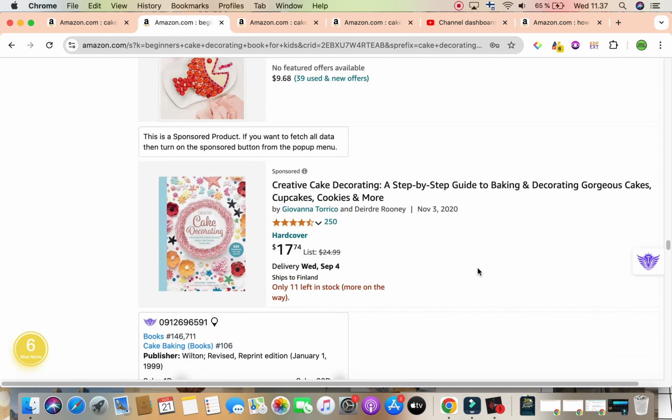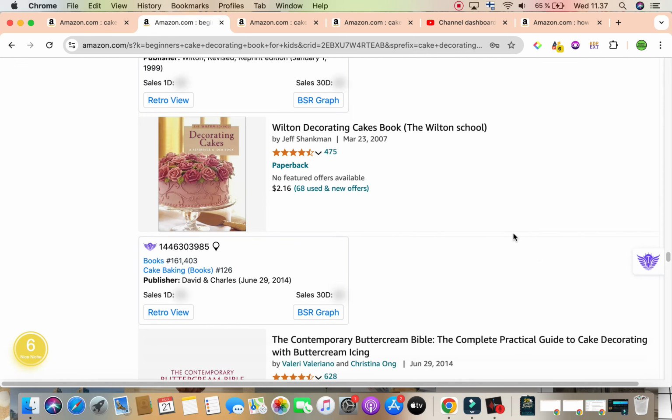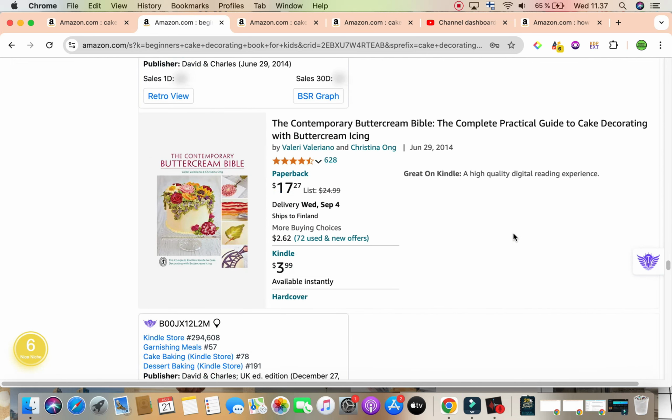Next up, we've got more specific books as well. Wilton cake decorating cakes book. Now I want to do Wilton because it is a trademark term and it is a company itself as well.